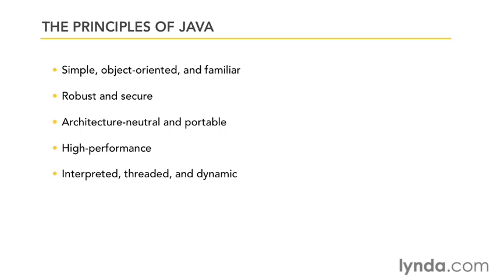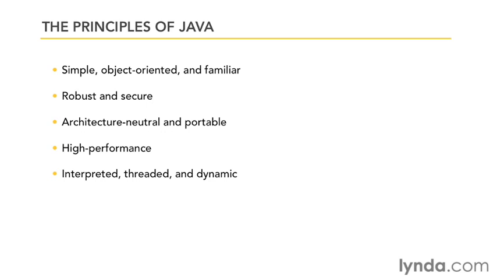And finally, Java was created as an interpreted language. It supports multi-threading, and it's dynamic. Interpreted means that the application is compiled to a format that's interpreted at runtime rather than being run as machine code directly. This is what makes the applications portable.